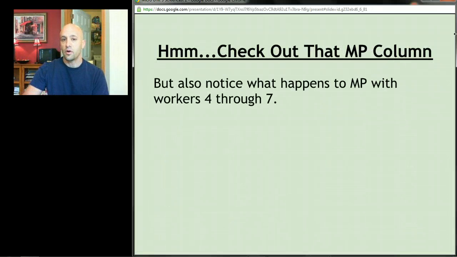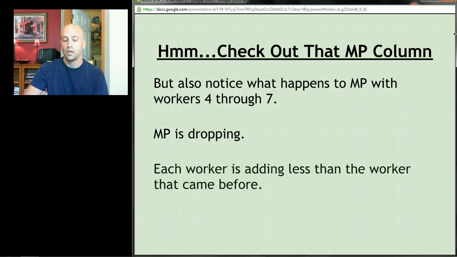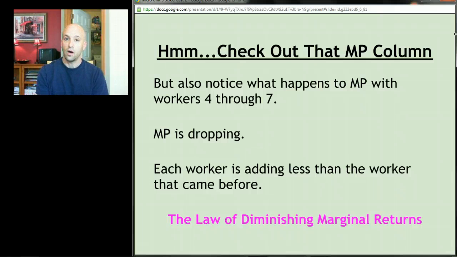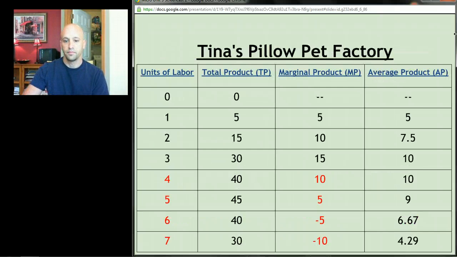But also notice what happens to marginal product with workers 4 through 7. You'll notice, importantly, that marginal product starts to drop. In other words, each worker, once we start with worker number 4, is adding less to production than the worker that came before. That has a name. It is called the law of diminishing marginal returns. Again, you can see that in the table. Look at the marginal product column and notice that starting with worker number 4, marginal product starts to drop to 10, 5, and then it actually goes negative, -5, -10.